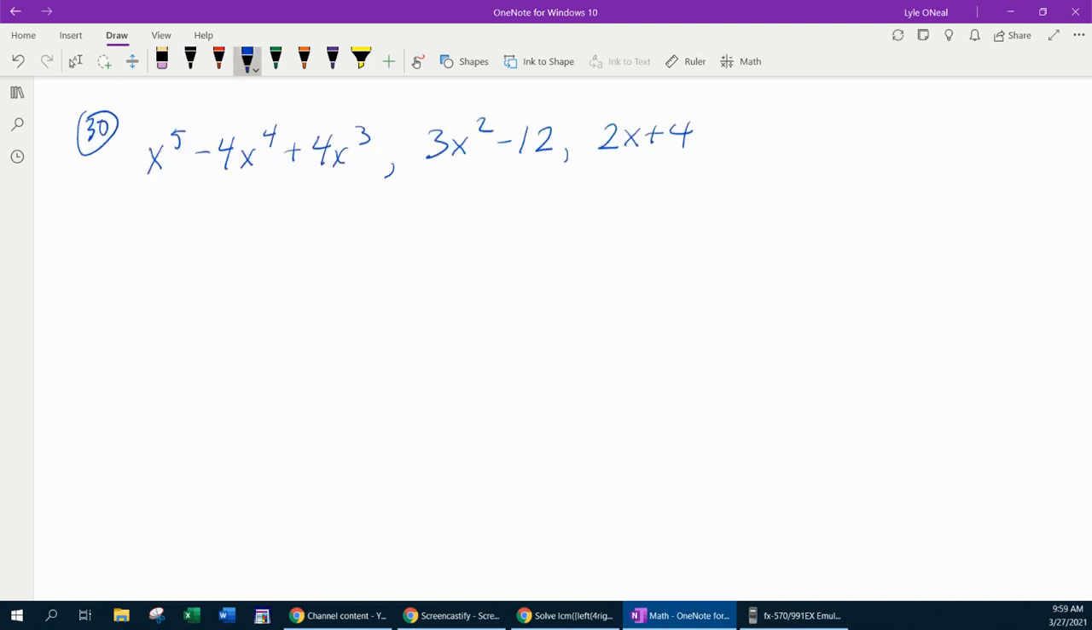Next example, number 30, here we have 3 algebraic expressions, and these are not monomials like our previous one.